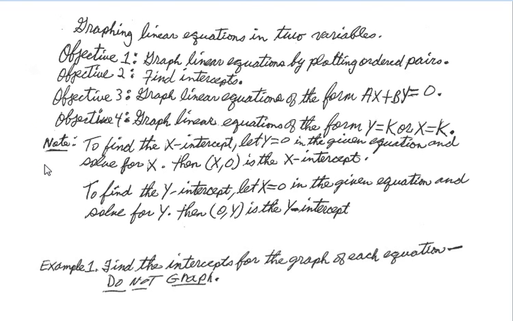Note: to find the x-intercept, let y equal to 0 in the given equation and solve for x. Then, the x-intercept would be the ordered pair x, 0. To find the y-intercept, let x equal to 0 in the given equation, and then solve for y. Then, the y-intercept would be in the form 0, y.